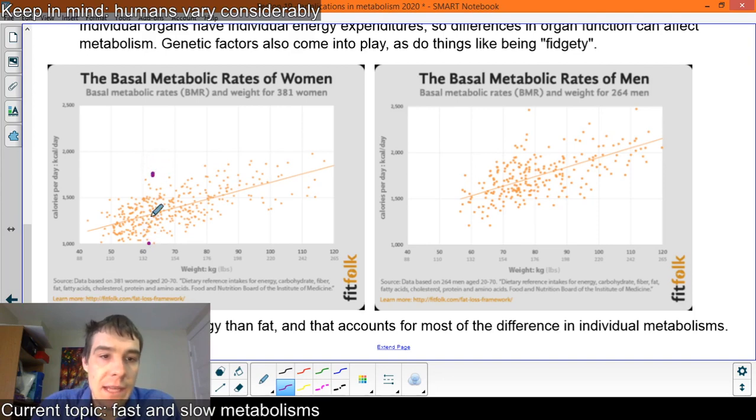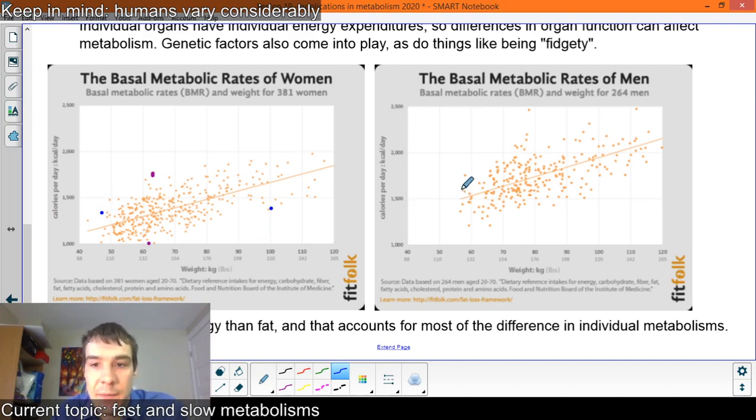Within the same weight, you can have vastly different metabolisms. So metabolisms can actually be fast and slow between people, and you can see that in this spread. Now you can also have, for example, two people that are different masses, but have the same metabolic rate. So this woman is 45 kilograms, or about 100 pounds, and this woman's about 220 pounds, and they have about the same 1,300 calories a day basal metabolic rate.